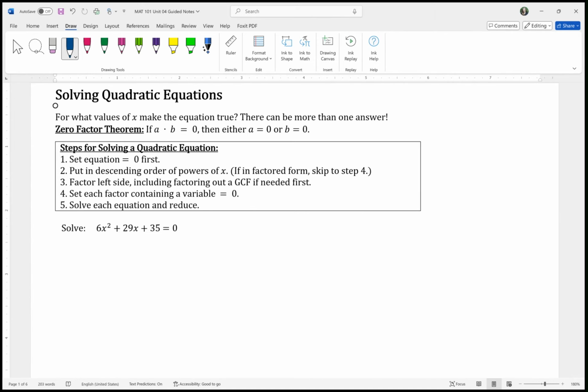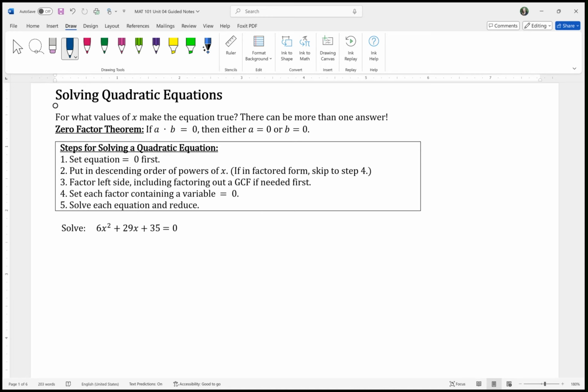Step 2 is to put it in descending order of powers of x. So again, descending order is highest exponent on the variable on down. And so we have that already because we have the x squared first, then the x, and then the constant. So we're good there. Step 3 says factor, and that's the big word with all of these problems. Factor the left side, including factoring out the GCF if needed first. If we look across all of these terms, there are no numbers or factors in common, and so we're good with factoring out the GCF.